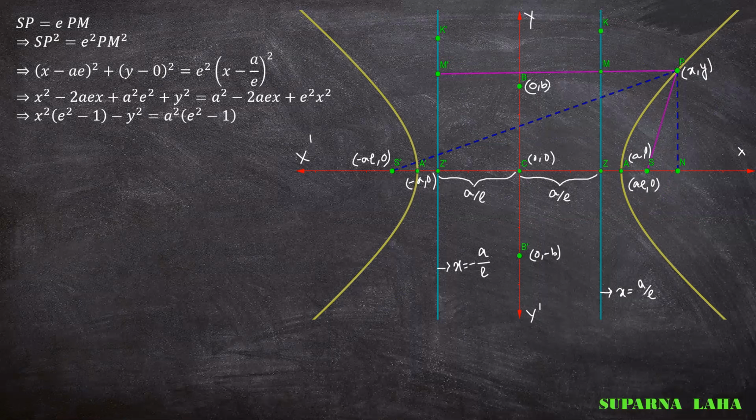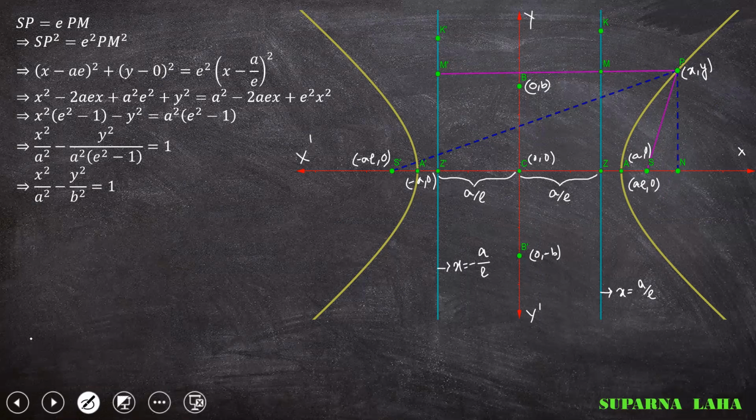So we can write the equation of the hyperbola as x square by a square minus y square by a square into (e square minus 1) equals to 1. And write this value a square into (e square minus 1) equals to b square. So from here you can easily find the value of the constant ratio e.